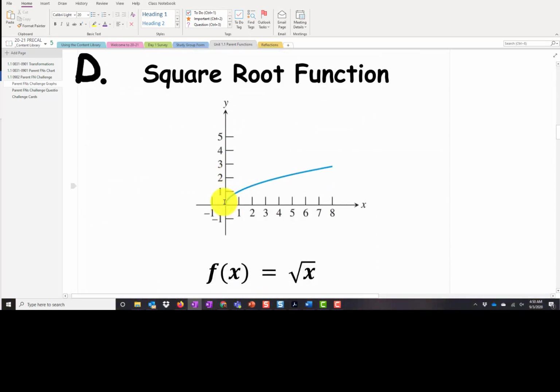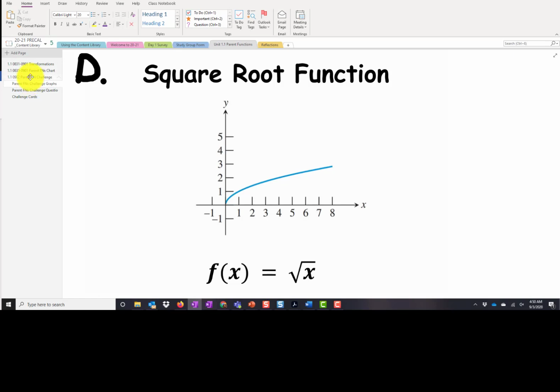When we get to the square root, it does not. The domain begins at 0 and goes to the right. So its domain is the numbers greater than or equal to 0. So D is one of the 3 that does not have a domain of all real numbers.